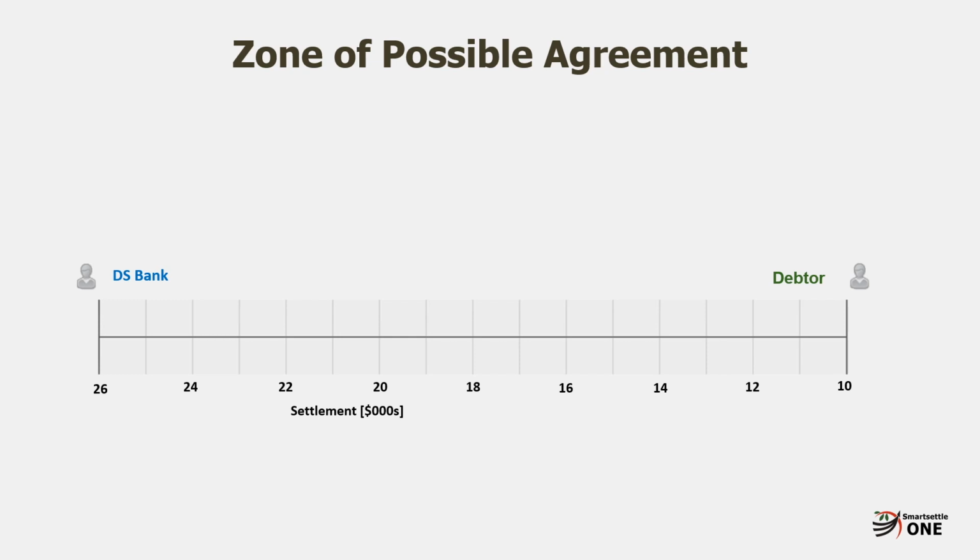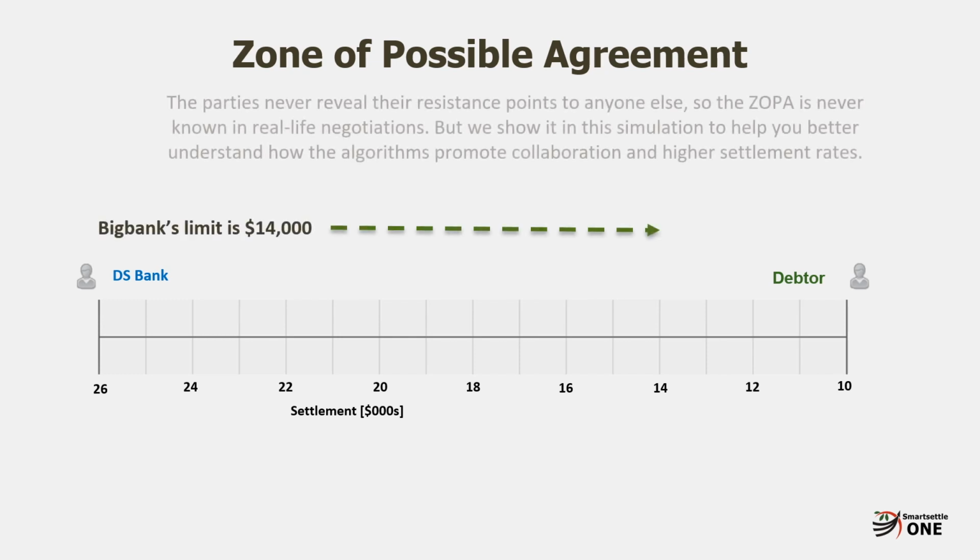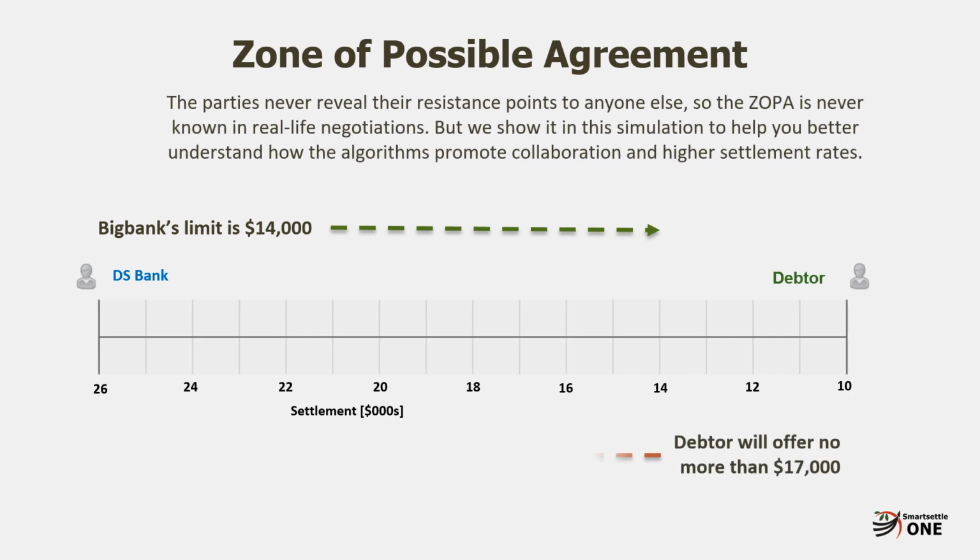In real life, no one knows for sure what the ZOPA is, but imagine that we know that the limits of Bigbank and Debtor are $14,000 and $17,000 respectively. The overlap means that the ZOPA is $3,000 wide, and we can be sure that a possible agreement exists. Let's see how quickly these parties can reach an agreement with Smartsettle ONE.